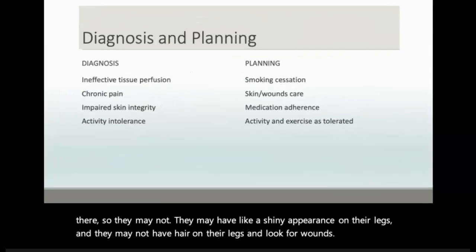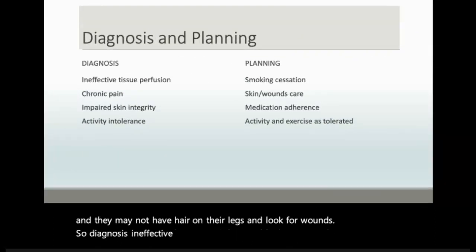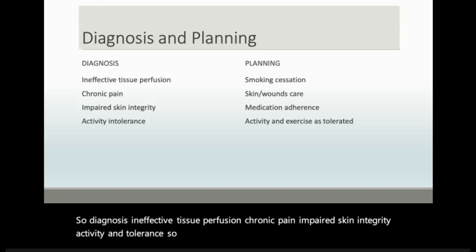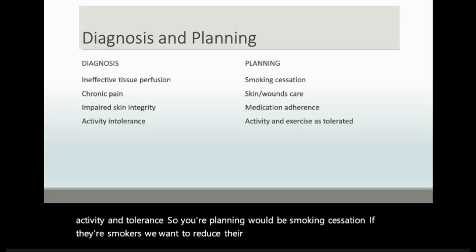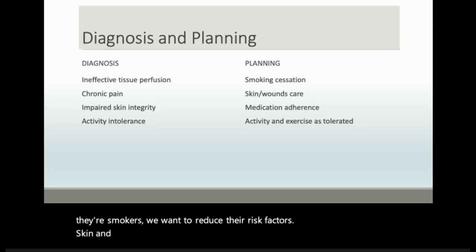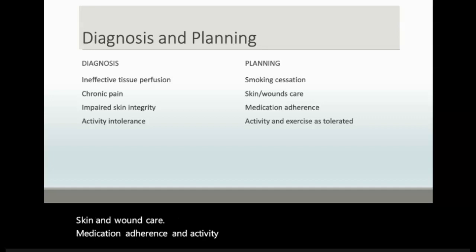So diagnosis: ineffective tissue perfusion, chronic pain, impaired skin integrity, activity intolerance. So your planning would be smoking cessation if they're smokers. We want to reduce their risk factors. Skin and wound care, medication adherence, and activity and exercise as tolerated.